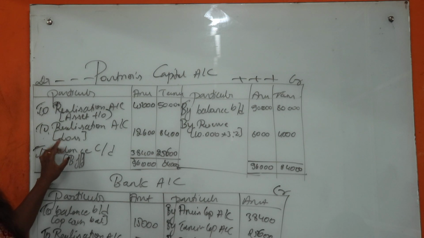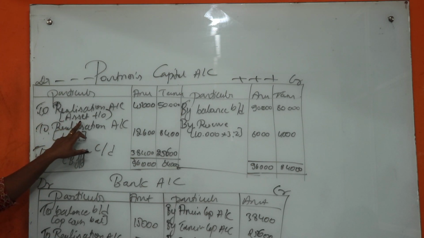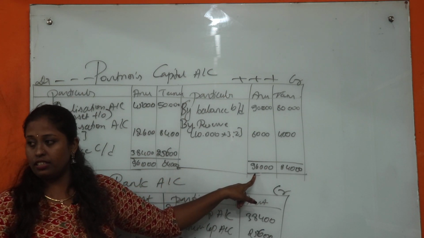Any other thing? Which side? That's what I just said. This is for any partner taking over any asset. So the company needs to pay 96,000.